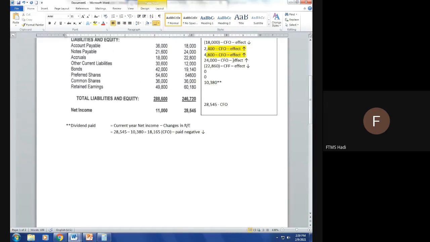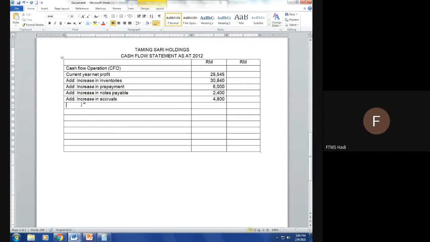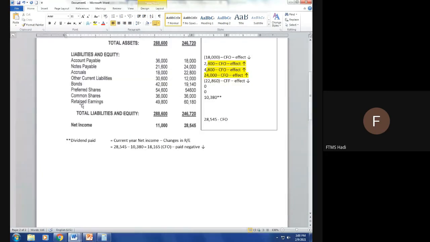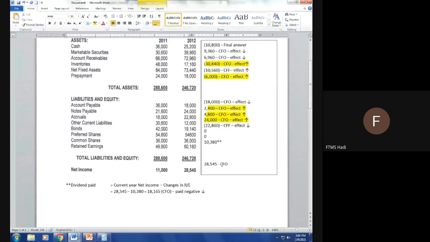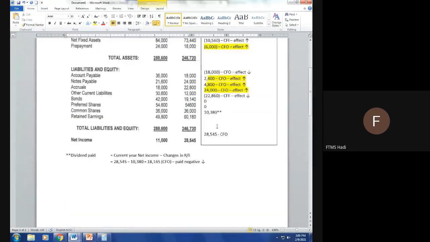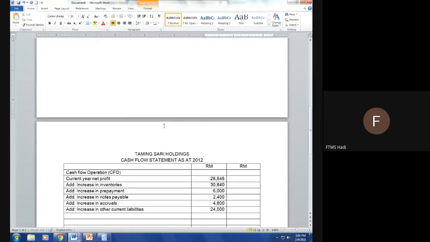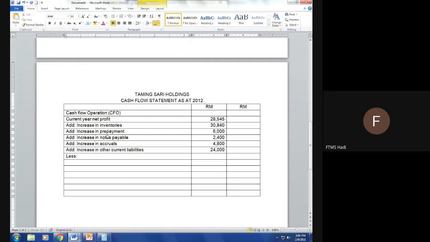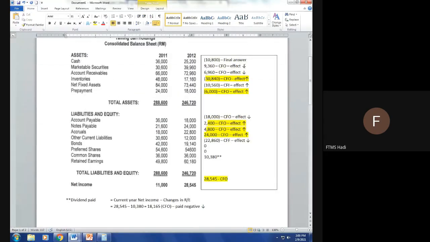What else do we need to add? CFO, yes, this one. Other current liabilities, 24,000. Right, and then here there is nothing more. This one, net income. Net income is done already. Okay, we need to do the less. Add is done, everything. Now we go for the decrease ones. Effect decrease in CFO. The first one is marketable securities, 9360.